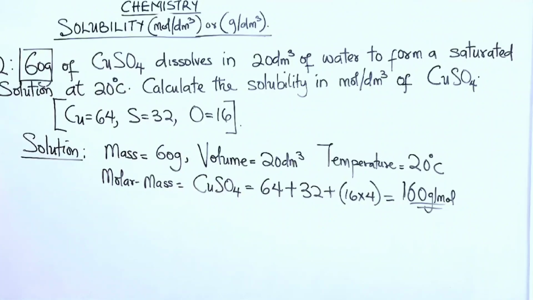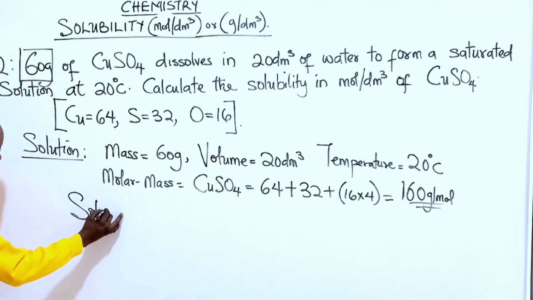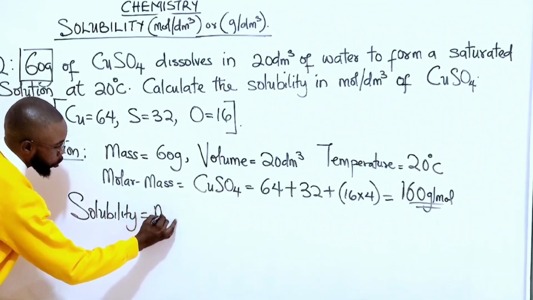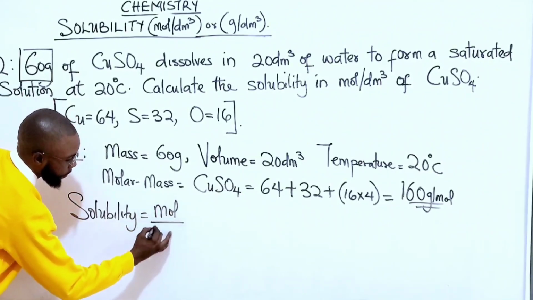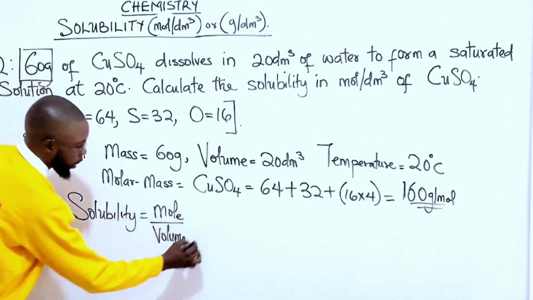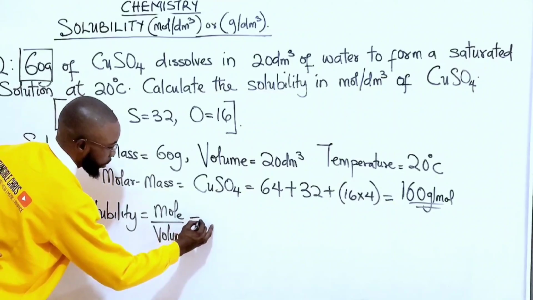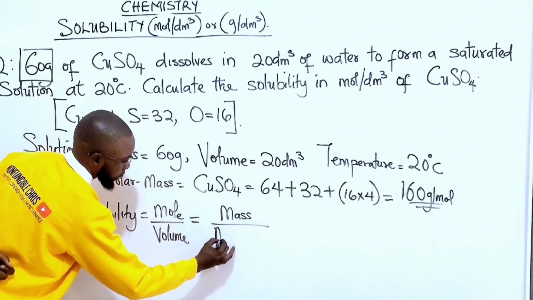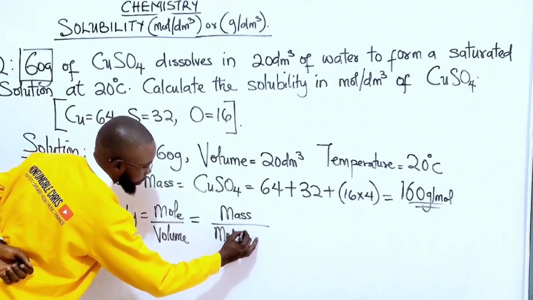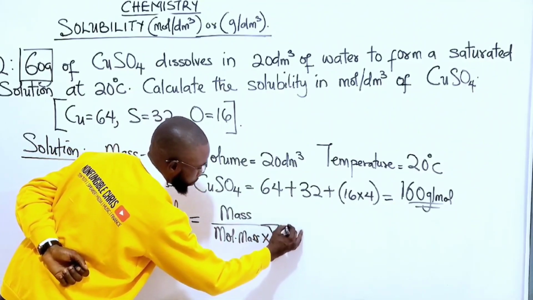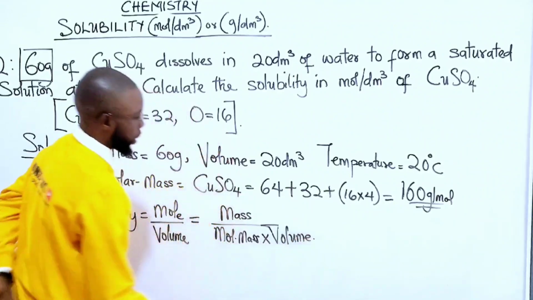So having known all the parameters we need, let's get our formula. Our solubility is what? Mole over volume, right? That's the formula. The mole over volume, but then mole is mass over molar mass. So if you try and rearrange it, it is going to be mass over molar mass, times what? Times our volume, right? That's what we're going to have.